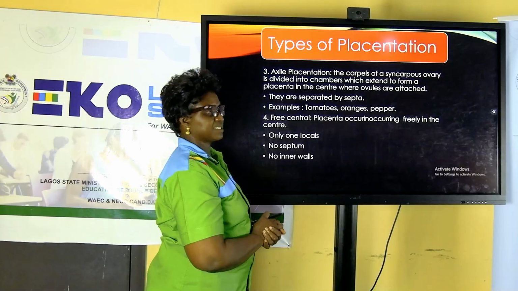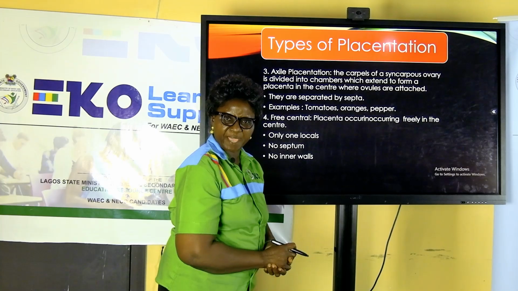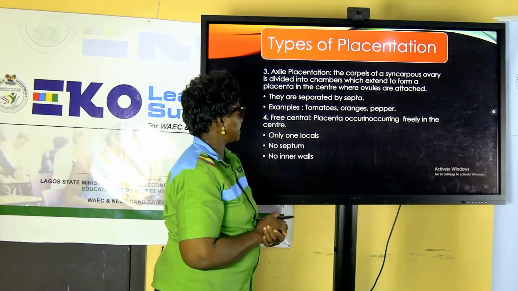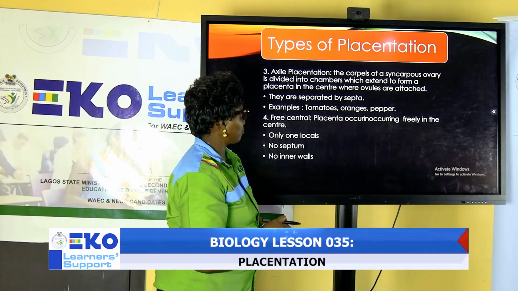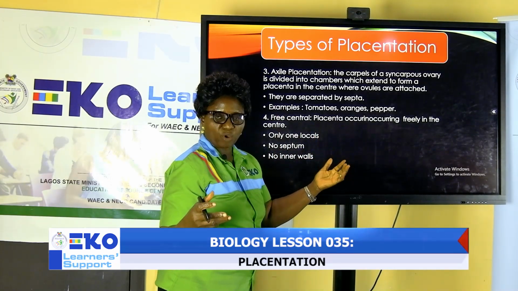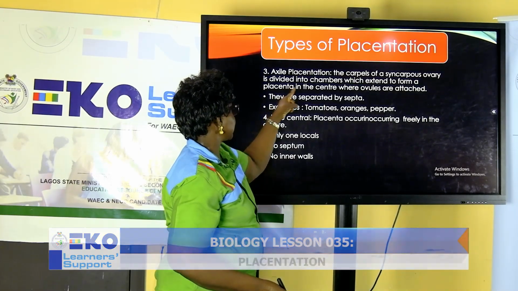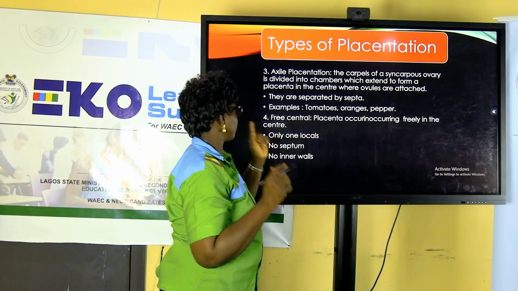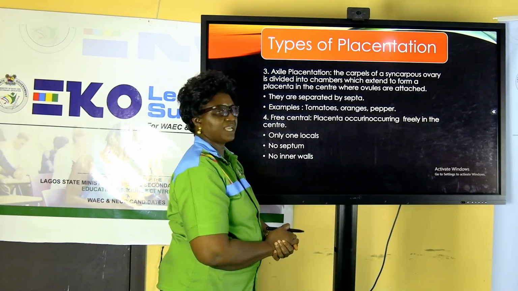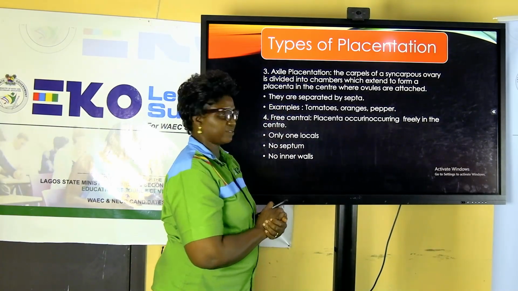We now come to axial. Here we have the carpel. What is the carpel? The carpel of a flower represents the female structure. In a syncarpous ovary, the ovary comes together and is divided into chambers which extend to form a placenta at the center, where the ovules are attached. That one is called axial placentation.